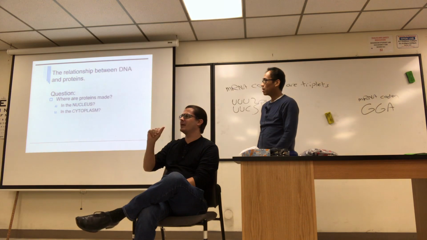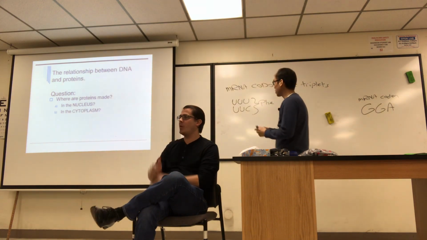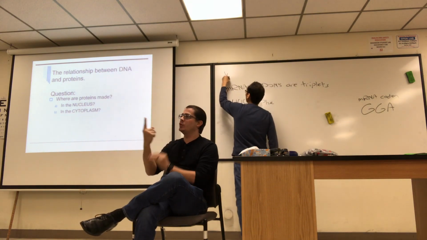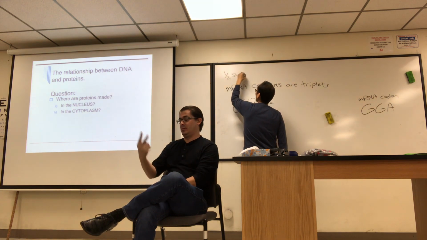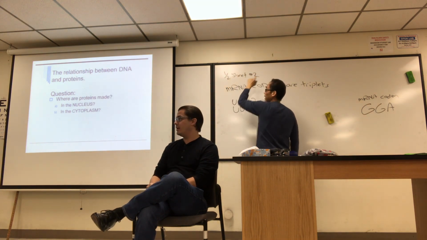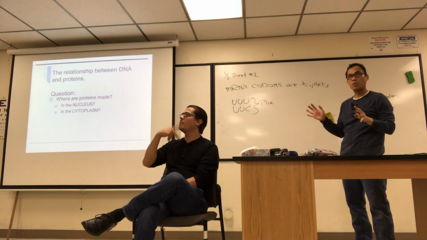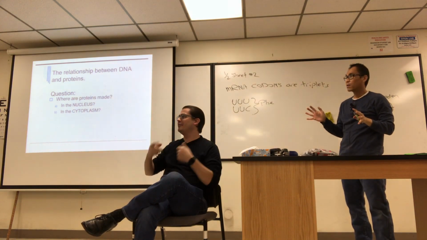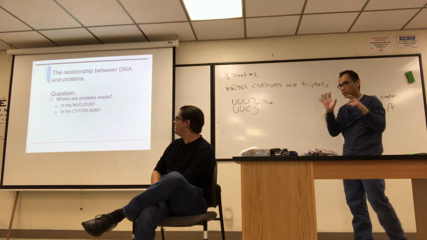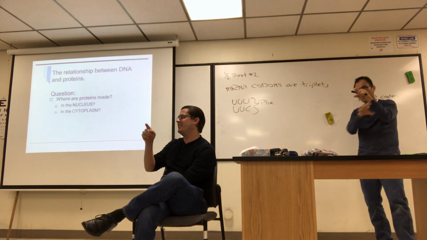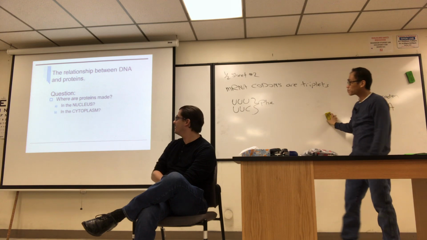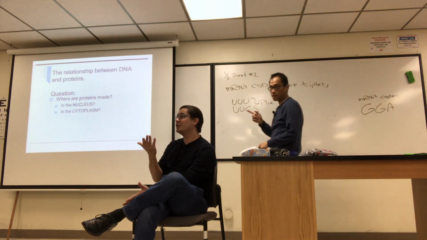Let's make this half sheet question number 2. Answer that question. Where are proteins made? You got a 50-50 shot. What do you think? Where do you actually link the amino acids together? The answer is B, in the cytoplasm.